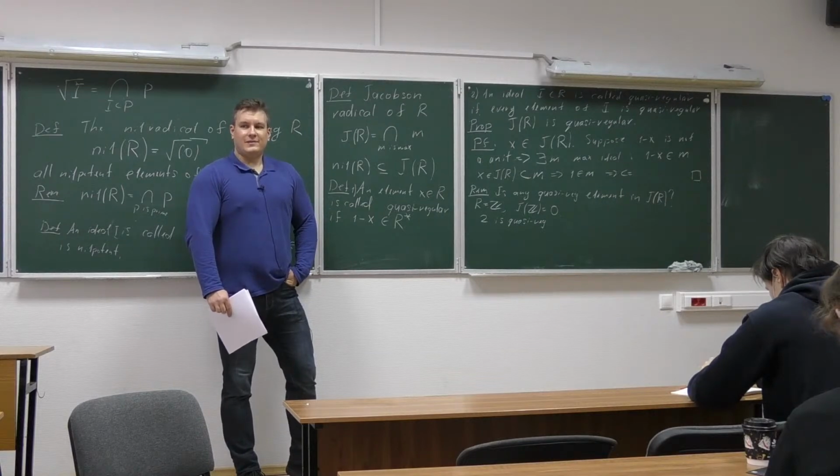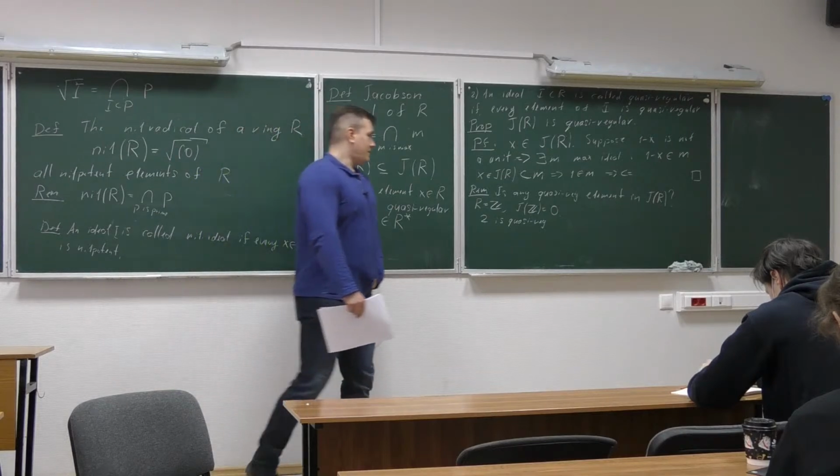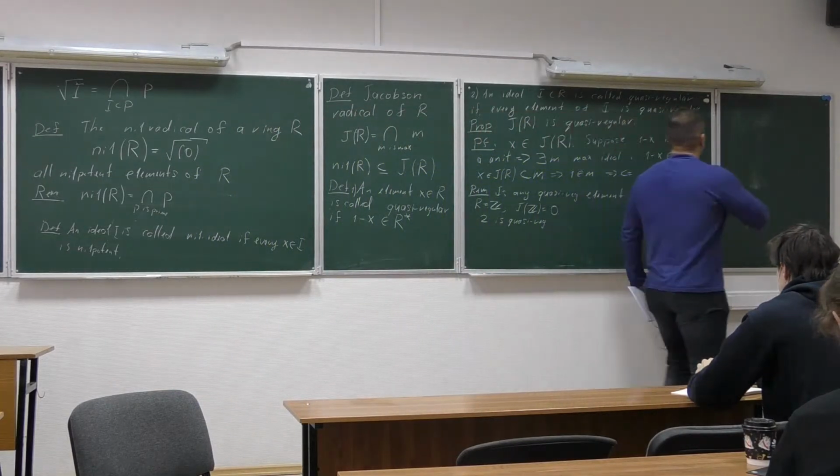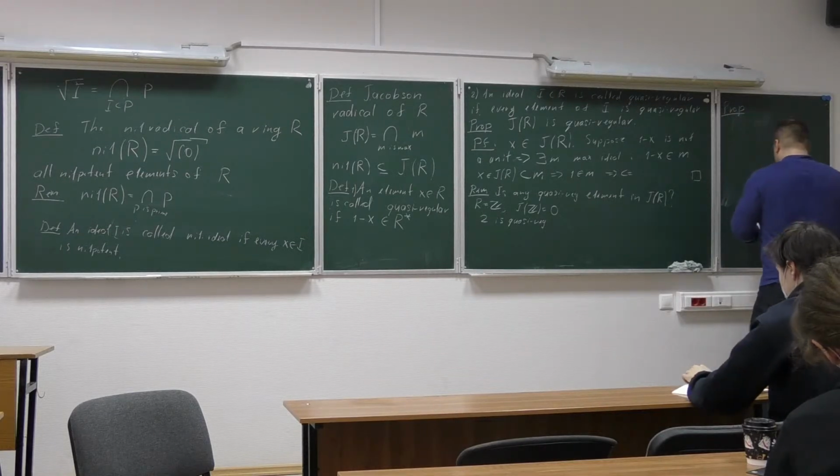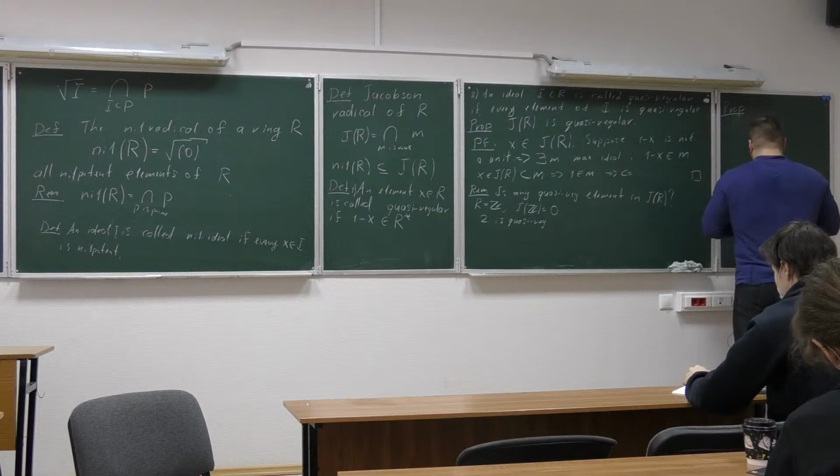Maybe if the ideal generated by the element is quasi-regular, then it belongs to the Jacobson radical. That is actually a good idea, and that's actually what I want to show in the next proposition. So the next proposition, we have the following.